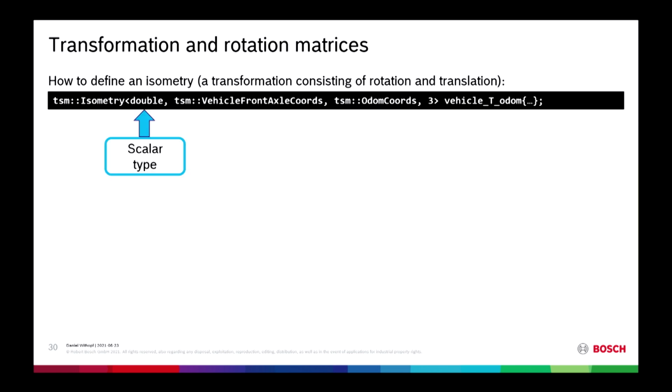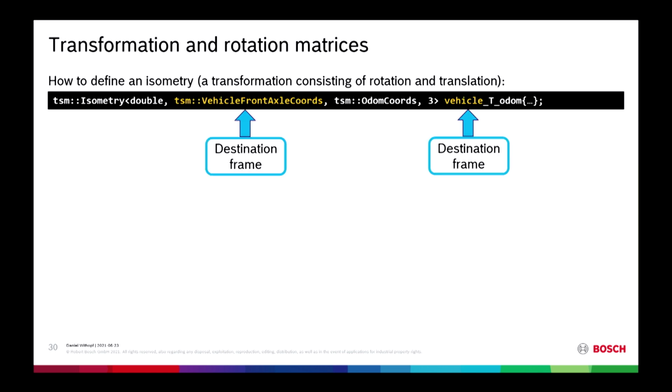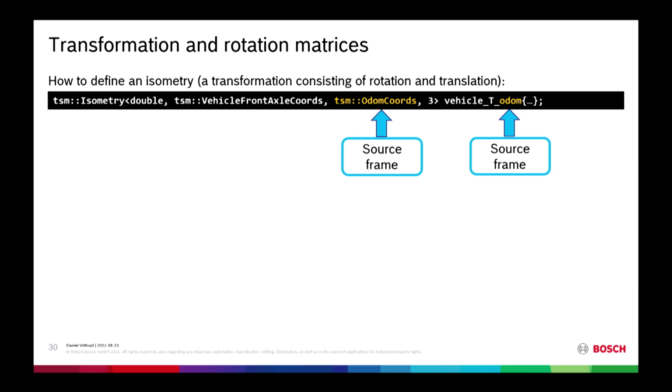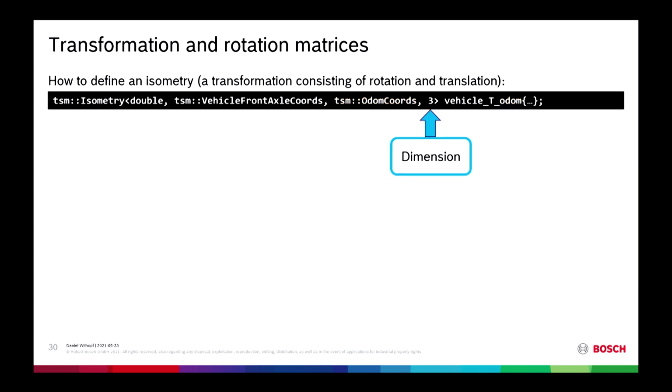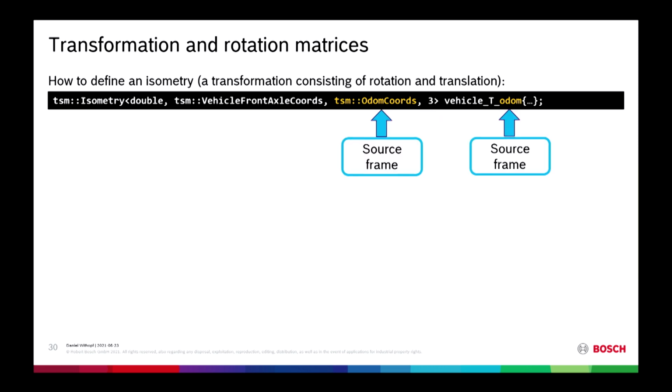And that class has 4 template arguments. The first one is the scalar type, double, float, whatever you want. The second one is the destination frame, so to which frame the transform goes. The third one is the source frame, so from which frame the transformation starts. And the last one is the dimension. Similarly, also in the name, I put the source frame last. We will see in the next code example why this makes sense. So I'm putting first destination and then source.